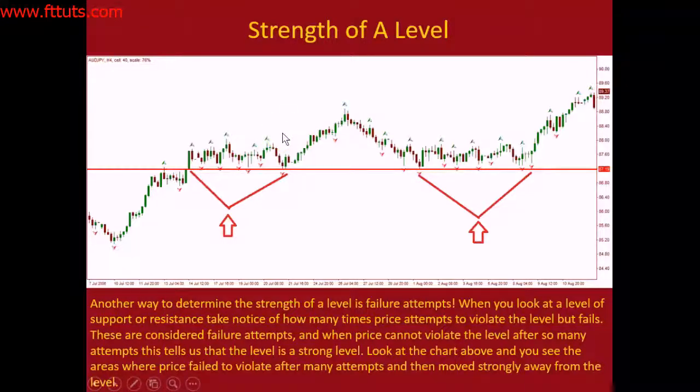When you look at a level of support and resistance, take notice of how many times price attempts to violate the level but fails. These are considered failure attempts, and when price cannot violate the level after so many attempts, this tells us that the level is a strong level. Look at the chart above and you see areas where price failed to violate after many attempts and then moved strongly away from the level. You could see that here. You could see that same thing here. We ranged and went sideways and kept bouncing off of that level until finally, look at the strong moves away from that level.